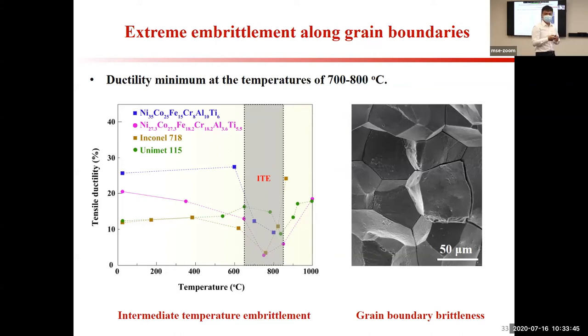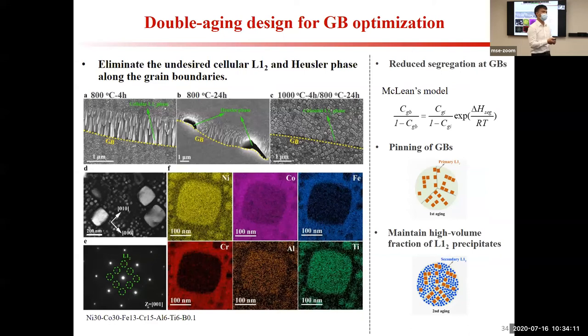So it's a very big issue, and I noticed that many studies have focused on understanding the embrittlement mechanism, but on how to overcome it and find a solution, there is actually no very effective method. So during the past almost one year, I mainly focused on this brittle phenomenon and problem. We proposed the double aging treatment, because one of the causes of grain boundary embrittlement is the undesigned precipitation of brittle phases at the grain boundaries.